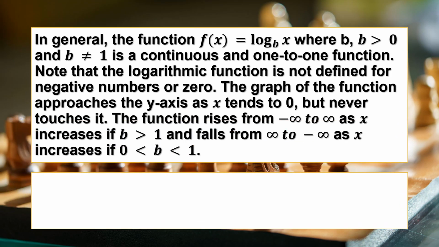So in general, the function f of x is equal to log of x with base b, where b is greater than 0 and b is not equal to 1, is a continuous and a one-to-one function. Note that the logarithmic function is not defined for negative numbers or 0. The graph of the function approaches the y-axis as x tends to 0, but never touches it. The function rises from negative infinity to positive infinity as x increases if b is greater than 1 and falls from 0 to negative infinity as x increases if b is greater than 0 but less than 1.